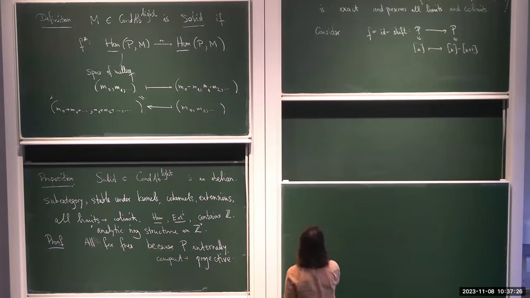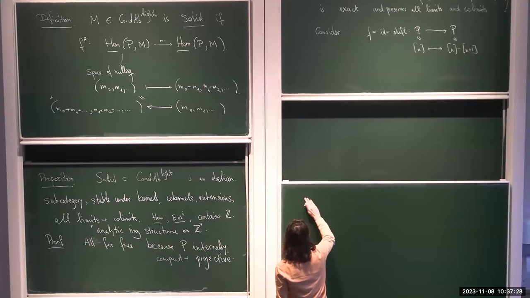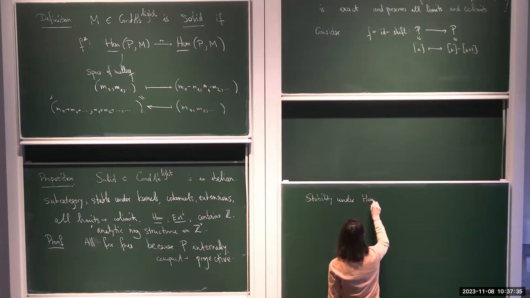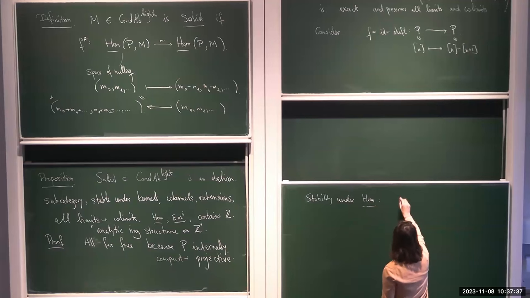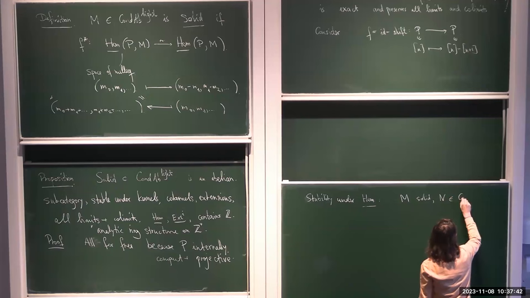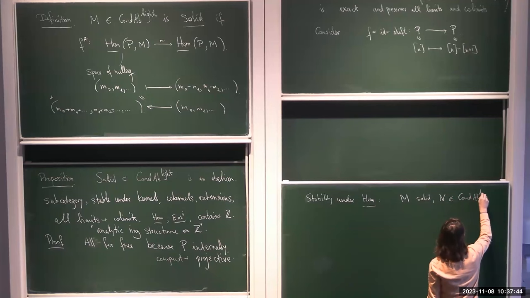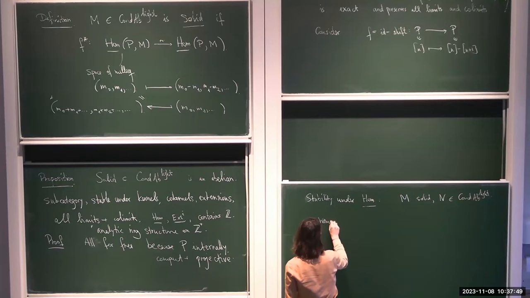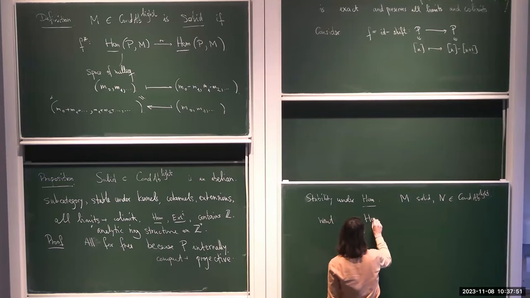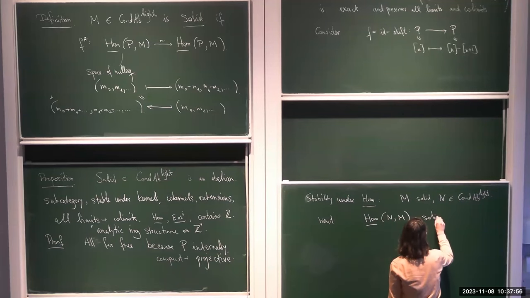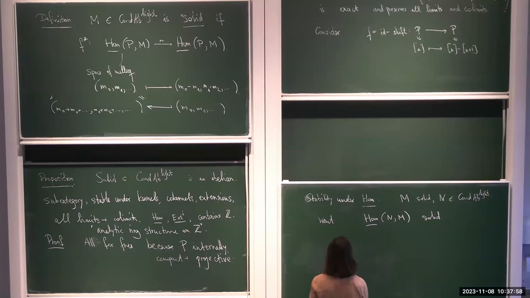Okay, so here is stability under internal Hom. Let's first do internal Hom and see whether it works for the internal Ext. So let's say M is solid, and let's say N is any condensed abelian group. What's the name of the abelian group that we want, so that the internal Hom from N to M is solid? Okay, I see, because you can permute.